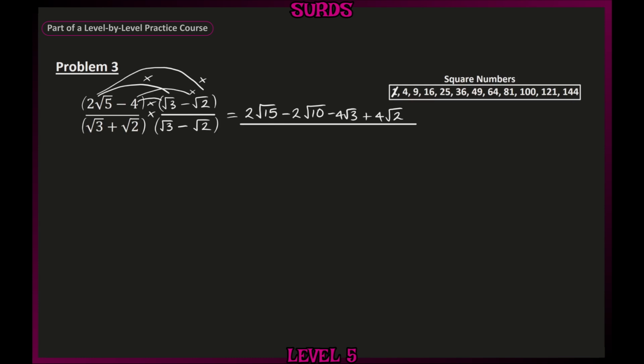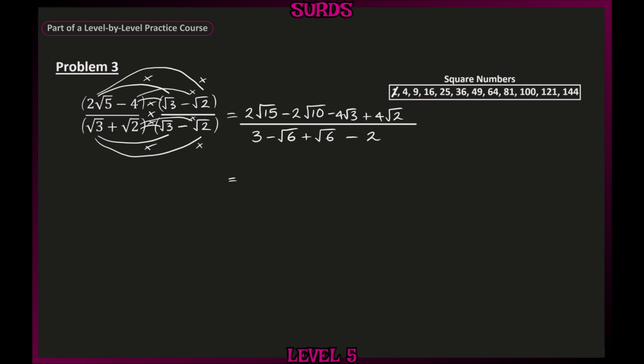Doing something very similar in the denominator, we can expand. So we have root 3 times root 3 gives us 3. Root 3 multiplied by minus root 2 is minus root 6, because 3 times 2 is 6. Root 2 times root 3 is plus root 6. And finally, root 2 multiplied by minus root 2 just gives us minus 2.